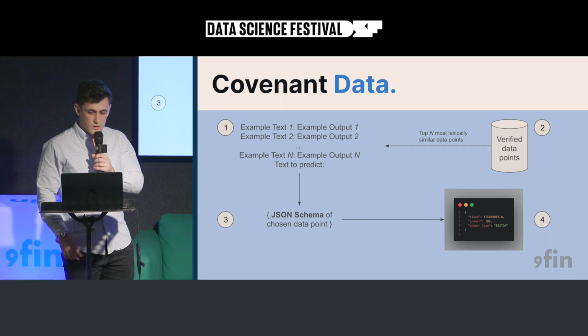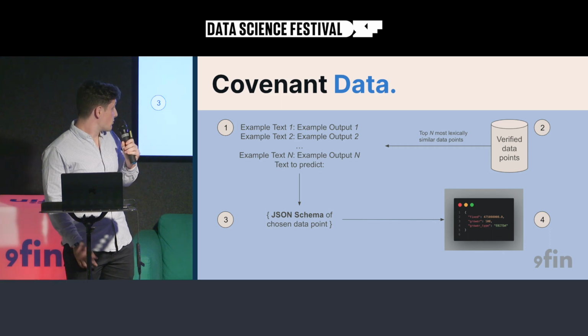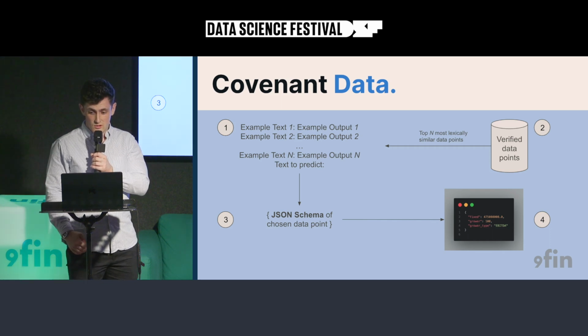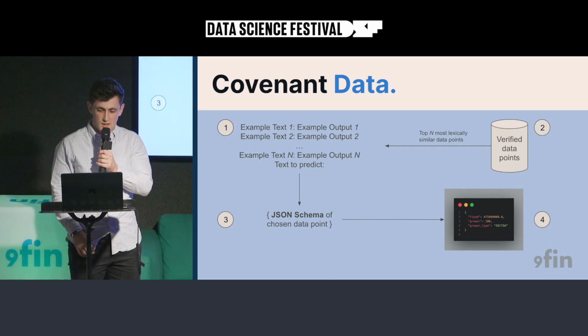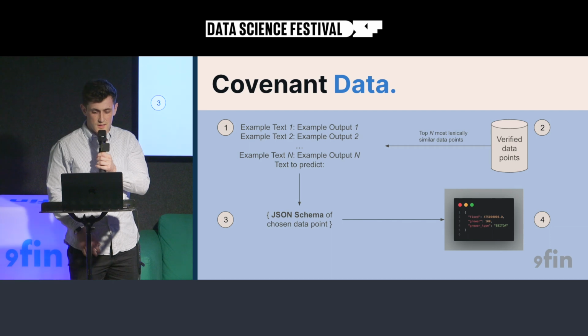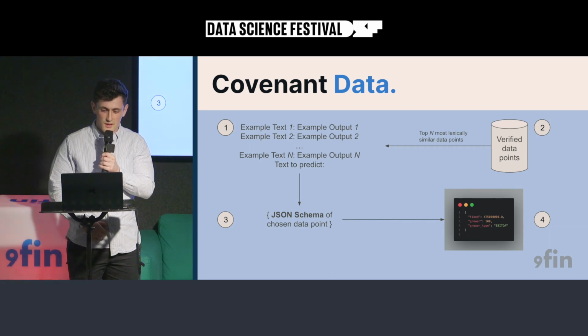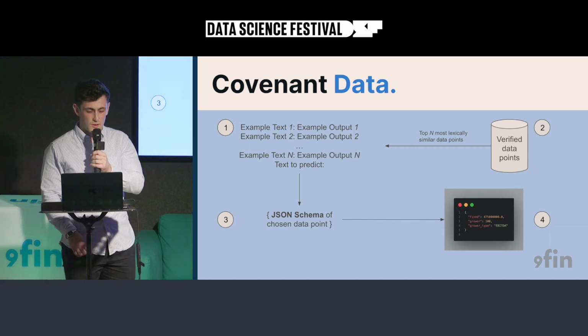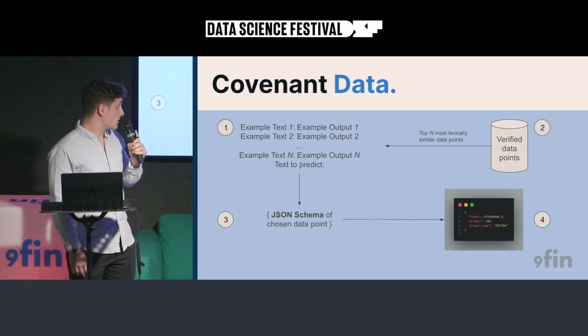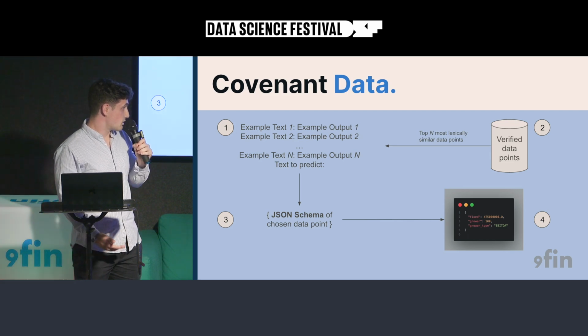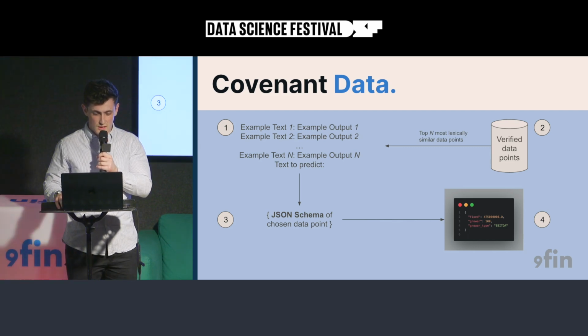We then go to point 3, where we use the JSON schema of the chosen data point to instruct the LLM of what to create. This is done via function calling. A really good resource on this that we were inspired by is the Instructor Python library. If anyone's familiar with that, I'd recommend checking that out. And then if we look at point 4, this is the output that the LLM suggests, structured data from the text, which is really, really good and saves the legal analysts a load of time.